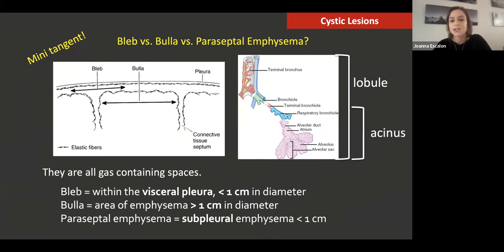The bleb is actually within the visceral pleura, not within the lung parenchyma itself, but that's something that's hard for us to discern on CT. It's by definition, like we said, less than 1 centimeter, whereas a bulla is in the lung and greater than 1 centimeter. Paraseptal emphysema is emphysema that involves the distal acinus, as opposed to centrilobular emphysema, which involves the proximal acinus, and panlobular emphysema that involves the whole acinus. Paraseptal emphysema and blebs can be very difficult or impossible to distinguish. Usually we make that decision based on the presence of other forms of emphysema within the same patient to lean towards paraseptal emphysema.